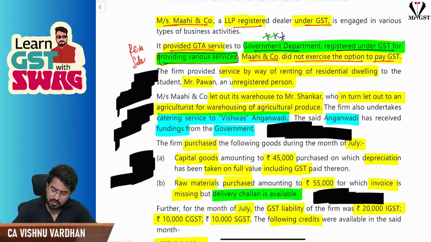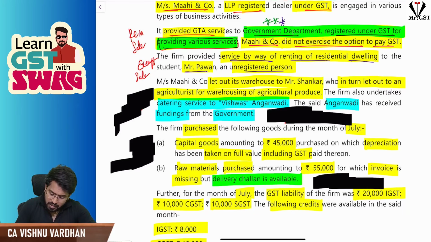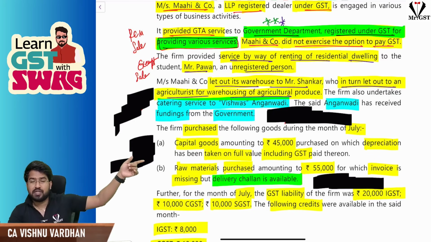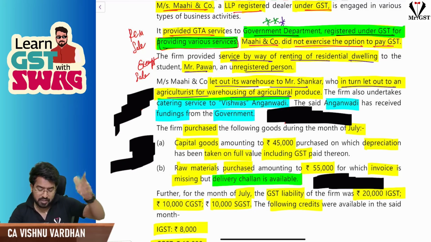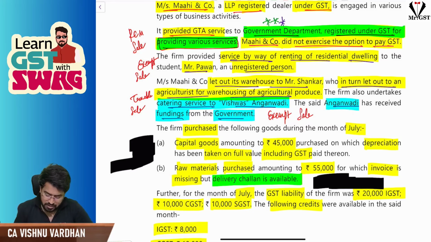Now coming to the next one. They have provided services for renting a residential building to Mr. Pawan, an unregistered person. As you know, renting a residential building to an unregistered person, assuming it is for residential purpose, is exempt. Next, Mahi and Co. let out its warehouse to Shankar, who in turn let it out to an agriculturist for warehousing of agricultural produce. See, we are letting out to Shankar, and Shankar will let out to an agriculturist; for them it is exempt. But our letting out to Shankar is taxable. You are not letting out for any agriculture purpose. So that is taxable. And they are providing catering services to Vishwas Anganwadi, and the Anganwadi is getting funding from government. Catering services to an Anganwadi: the Anganwadi satisfies the meaning of preschool, so obviously it is exempt under GST.